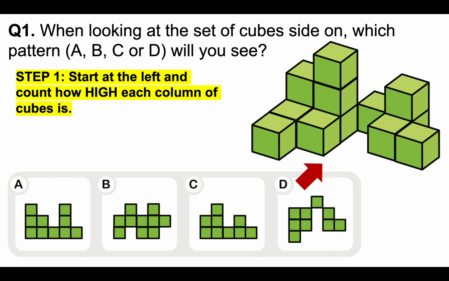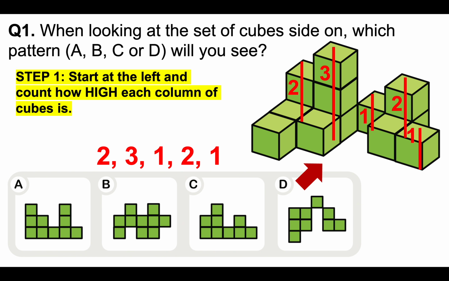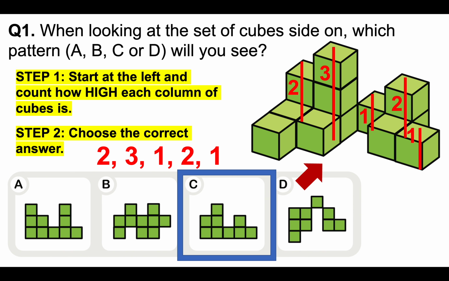Well, step one, start at the left-hand side of that set of cubes and count how high each column of cubes is. So if we start on the left, we can see that that is 2 high. Then the next one, moving along to the right, is 3 cubes high. The next one is 1 cube high. The next one is 2 high. And the next one is 1 high. So the pattern we are looking for is 2, 3, 1, 2, 1 when looking side on. And if we look at the answer options, the only one that is 2, 3, 1, 2, 1 is C. So we then choose the correct answer. C is the correct answer because that shows 2, 3, 1, 2, 1.